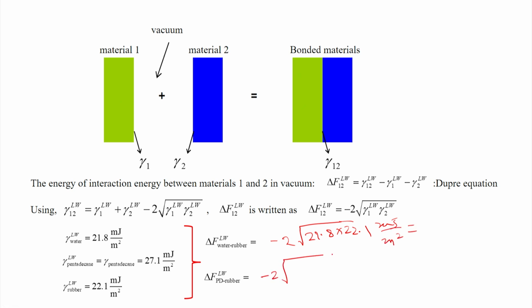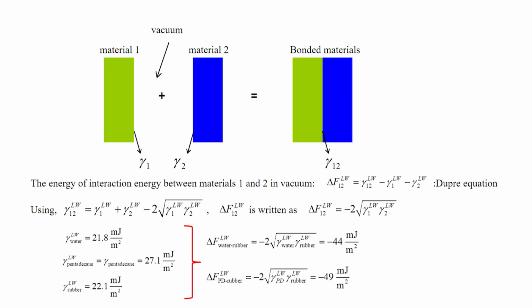Here minus 2, here it is 20, and for pentadecane it is 27.1, let us say this is 22.1, right. So, we can find out what the delta F will be, that is, the interaction energy between those two materials, water and rubber here, and pentadecane and rubber. So, this is the way, just to demonstrate the kind of calculation that we can do. This quantity comes out to be minus 44 here, and this comes out to be minus 49 millijoule per meter square.